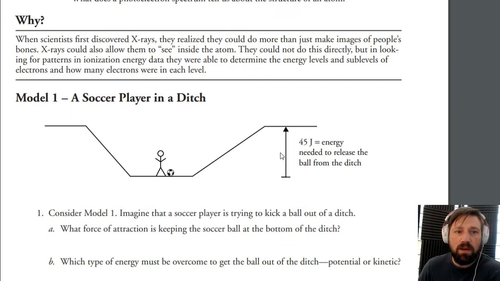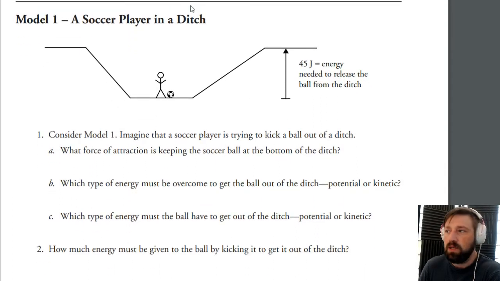First off, I'm going to talk about a soccer player that's in a ditch. If a soccer player is in a ditch and he needs to kick the ball, if he doesn't kick the ball hard enough, of course the ball is going to go up and then go right back down. But if he kicks the ball with just the right amount of energy, he can get all the way up to the very top of the hill, and then the ball just stops. If he kicks it too hard, the ball is going to go all the way up and then continue to roll for a little bit.